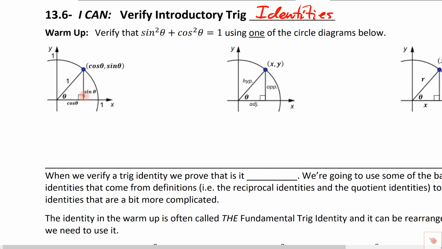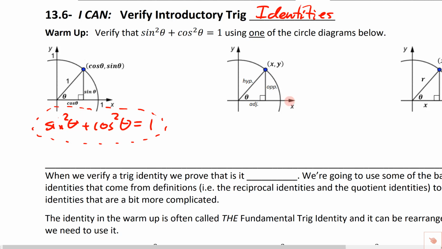Somebody want to say what the Pythagorean theorem is? The way I prefer you to say it? Lizzie? Leg squared plus leg squared equals hypotenuse squared. So if I do sine squared, because that's one of the legs, plus the other leg squared, so that's cosine squared theta, equals the hypotenuse squared, which is 1 squared, which is just 1. We just verified that sine squared theta plus cosine squared theta is equal to 1.